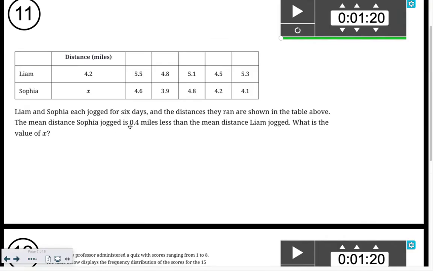Okay, so is 0.4 miles less than the mean distance that Liam jogged? Okay, so let's find the mean of Liam. I'm just going to do this in the calculator. I'm just going to add them up and get a total of 29.4, and then I'm going to divide by 6. So Liam's mean is 4.9.